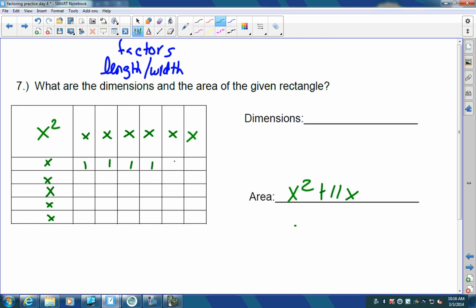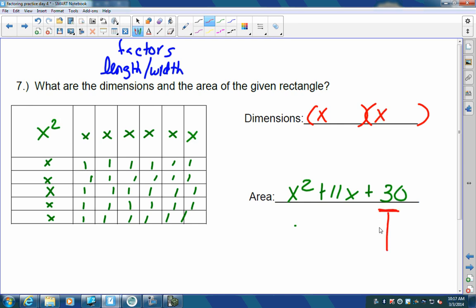Then count up your units. 1, 2, 3, 4, 5, 6, 7, 8, 9, 10, 11, 12, 13, 14, 15, 16, 17, 18, 19, 20, 21, 22, 23, 24, 25, 26, 27, 28, 29, 30. So I have plus 30. Now when it wants the dimensions, I just have to find the factors. So if I work backwards here and I put it in parentheses, I know x squared splits up as x and x. Now I need to find the factors of 30. Well, the factors of 30 that add up together to give me 11 would be 5 and 6. So I'm going to have x plus 5 and x plus 6.